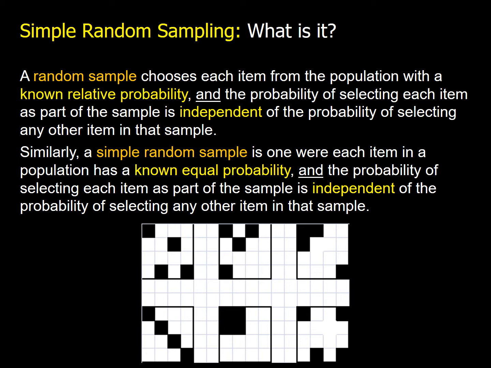Although very similar, this differs from simple random sampling, which requires us to have a known equal probability for each sampling unit.